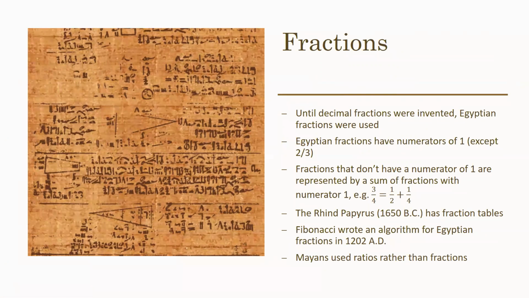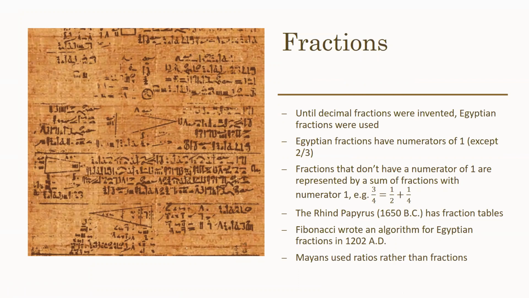Okay, let's look at fraction technology. Before the decimal fraction was invented, Egyptian fractions were used. These are fractions that have a numerator of 1. The only exception is they have a separate symbol for 2/3. Anytime you have a fraction that doesn't have a numerator of 1, like what we would call 3/4 today, you represent it as a sum of fractions with a numerator of 1. So 3/4 would be a half plus a fourth. There's a theorem that you can represent any fraction with no more than 4 Egyptian fractions. So this naturally was a lot kludgier than the system we have today, which is why we abandoned it when we had the system we have today.